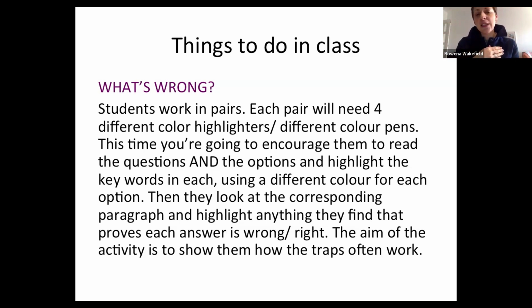The idea of this is that students will become more familiar with the way Cambridge tries to trap them or confuse them. I think once they understand that process, hopefully they'll start to avoid those traps. So this is something you could definitely do in class. What I'd probably do, if you have teenagers, is maybe give them 2 questions for each pair, rather than asking them to do the full text, because as we know, they get bored really quickly. Okay.